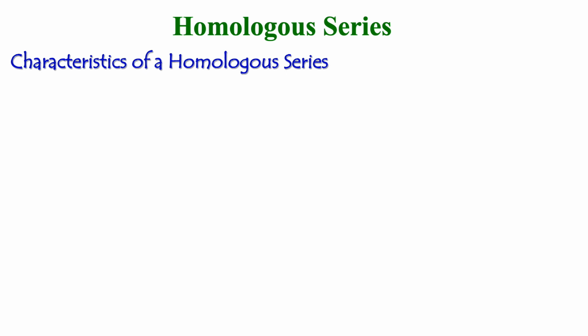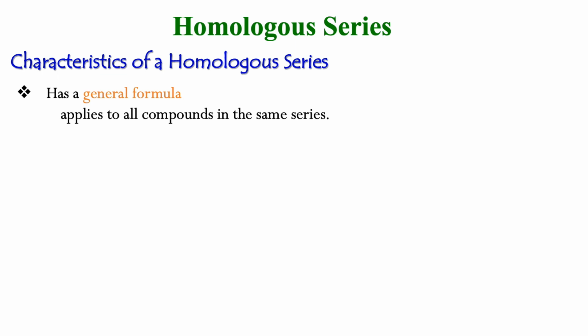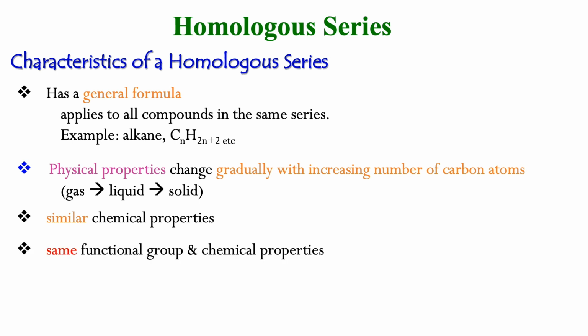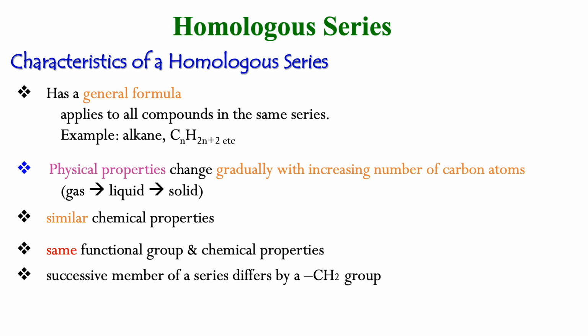The characteristics of a homologous series are: the first one, it has a general formula which applies to all compounds in the same series. For example, if we have an alkane compound, the general formula would be CnH2n+2. Second, the physical properties change gradually with increasing number of carbon atoms, such as changing from gas into liquid and finally to solid. It also has similar chemical properties, same functional group and chemical properties, and the successive members of a series differ by a CH2 group.